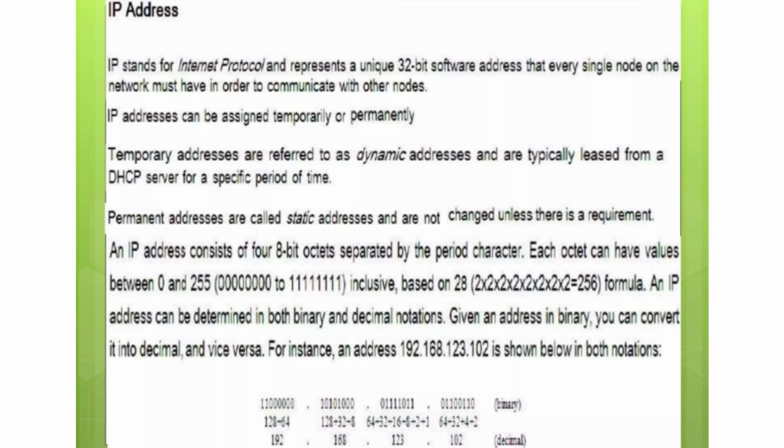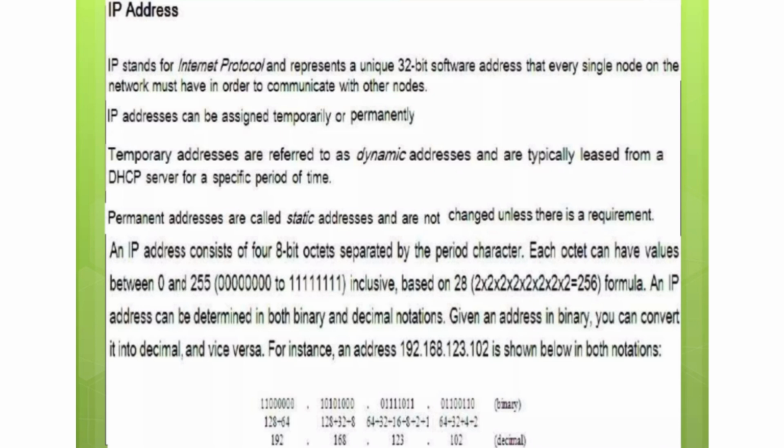Types of IP addresses. 1. Dynamic IP: a temporary address, given by a DHCP server for a short time. Changes frequently. 2. Static IP: a permanent address, stays the same unless manually changed.